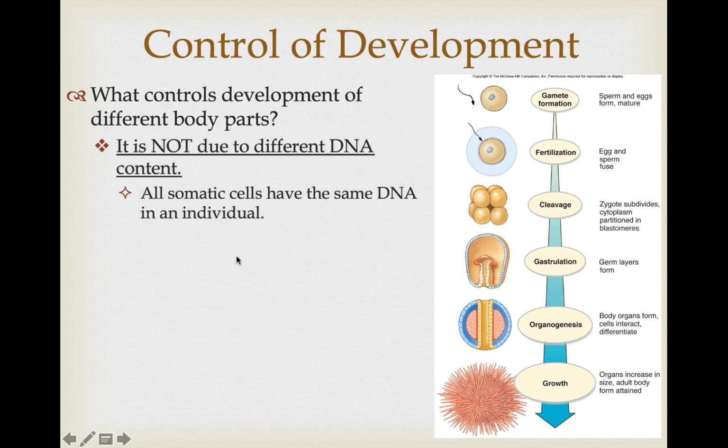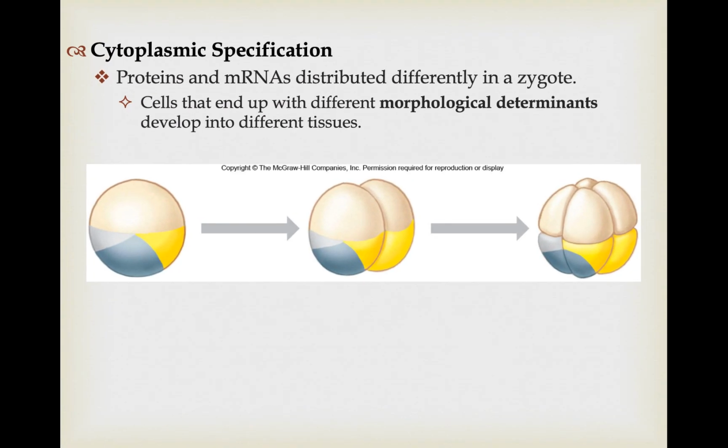Well, first of all, I want to make sure that you understand it's not due to the fact that each of these cells has different DNA or amounts of DNA. It's the same. They're all diploid, and they all have the exact same genes. That's true of all somatic or body cells in the body of an individual. So what can cause that? What we're going to see is it's really just different genes being turned on and off at different rates in the different cells as they develop. So we call that differential gene expression.